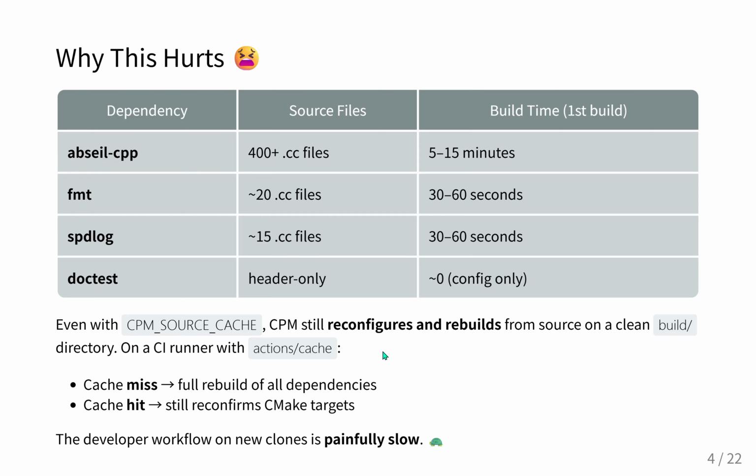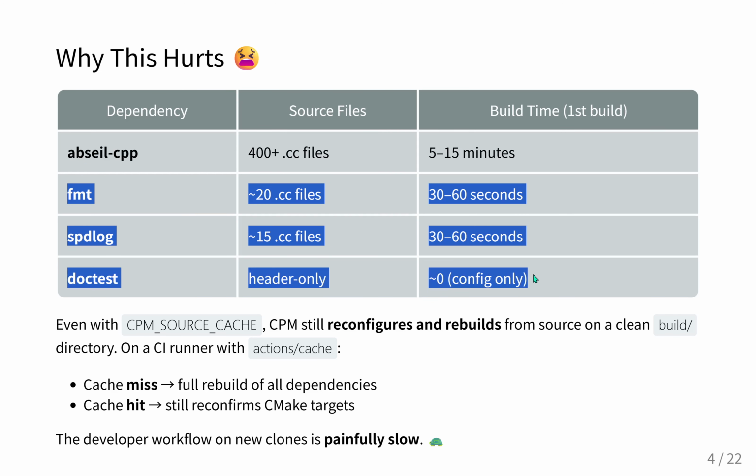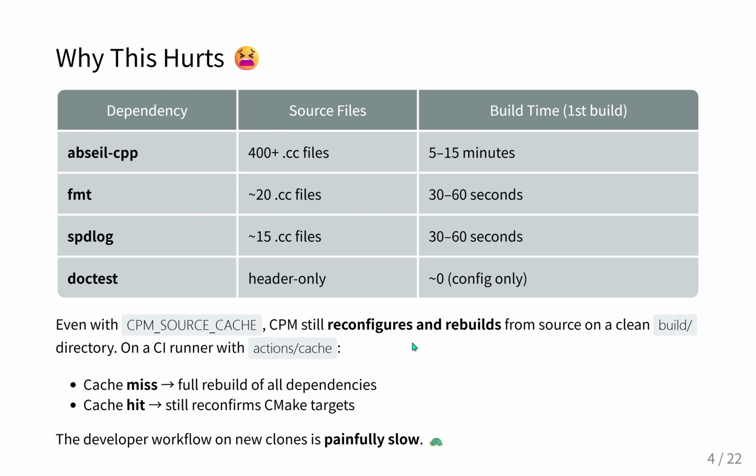And even smaller libraries like FMT and Spdlog. Right, the source mentioned those. They only have maybe 15 to 20 files each. Yeah, but they still take 30 to 60 seconds apiece to compile. It adds up fast. Well, wait, I was reading the source notes, and I immediately thought, don't we have caching for this? The presentation specifically mentions a flag, CPM_SOURCE_CACHE. So if the files are cached, why are we still compiling?